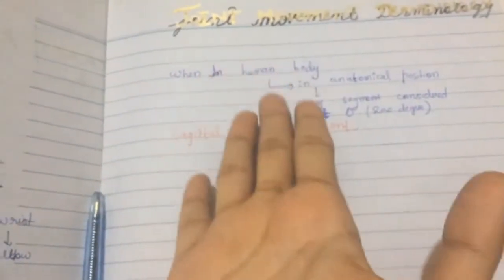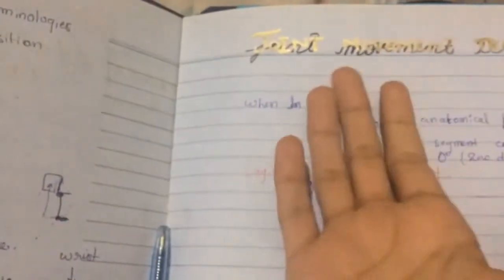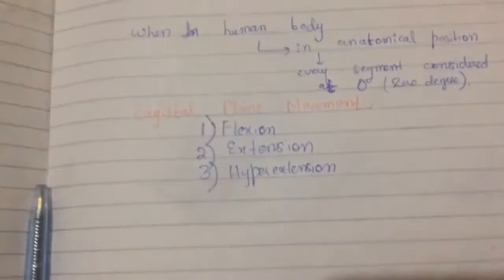And the hyperextension is the same. If we extend more on the back side, this is called hyperextension. They move beyond the anatomical position in the direction opposite to the direction of flexion. So basically this is like that, simply we say that.